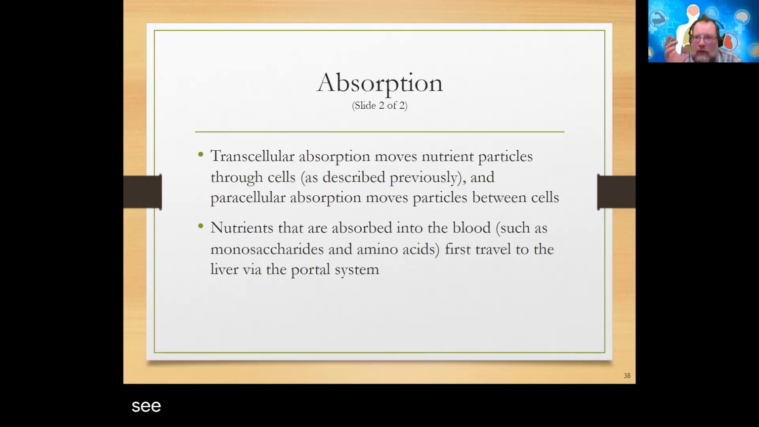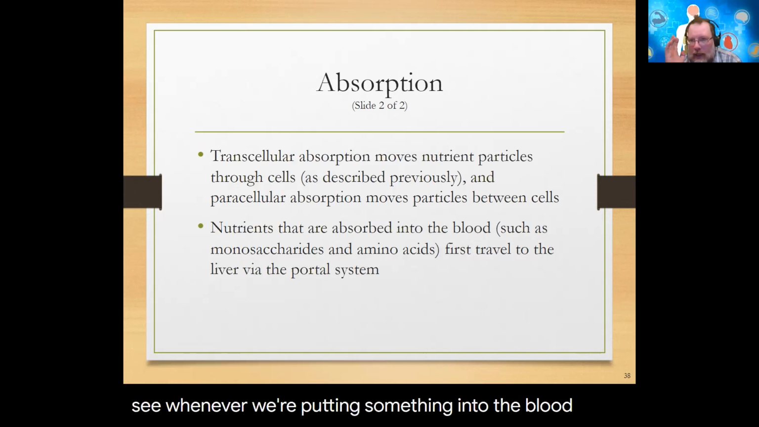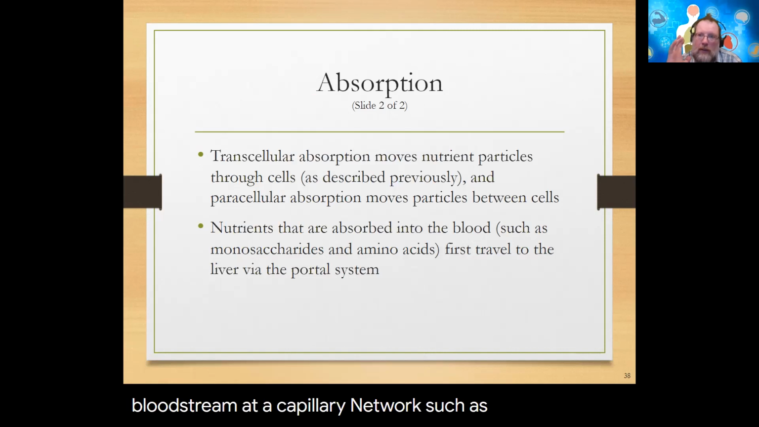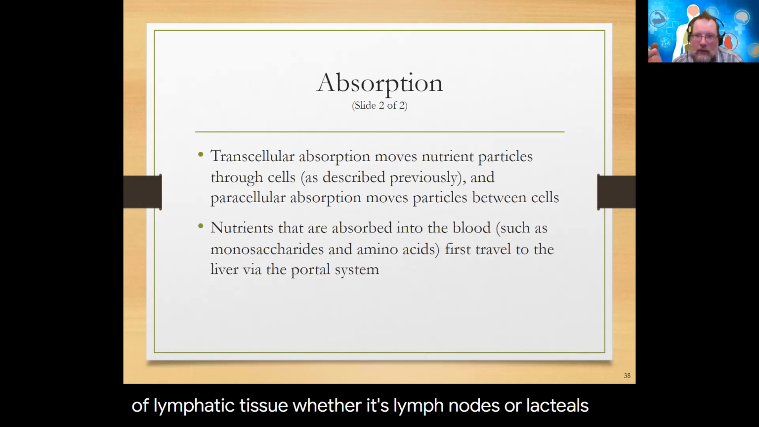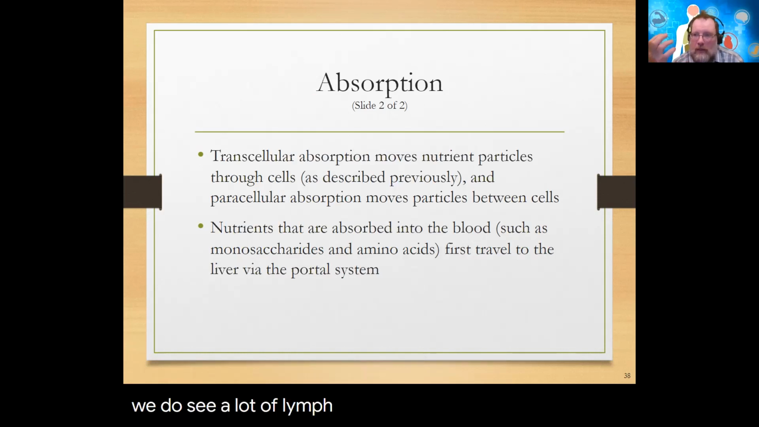Whenever we're putting something into the bloodstream at a capillary network, such as in the lungs or in the small intestines, we're going to see a higher presence of lymphatic tissue, whether it's lymph nodes or lacteals. So we do see a lot of lymph nodes in the lungs and the capillary networks around the alveoli and around the lungs. We also see these lacteals and lymph nodes as well around the small intestine.